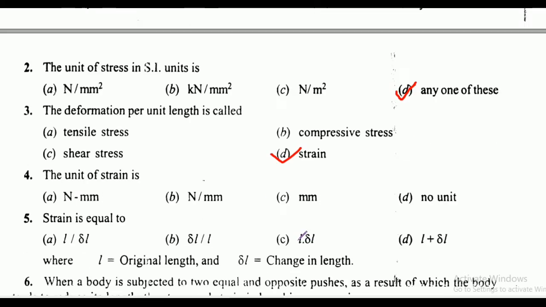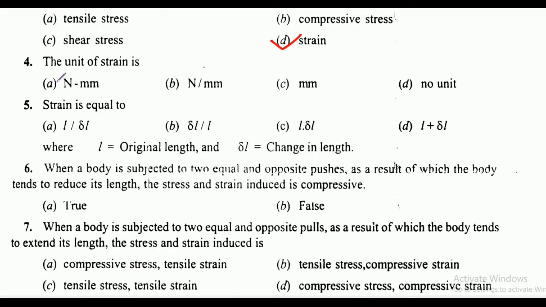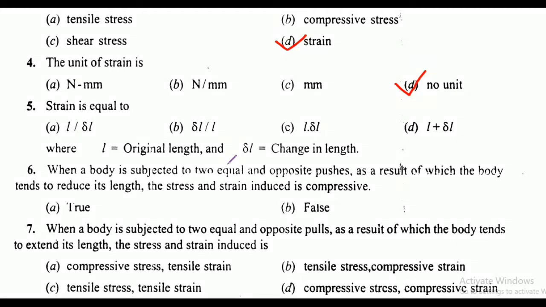Next is question 4. Here the unit of strain is, here options are Newton mm, Newton per mm or no unit. So here friends, correct answer is option D, that is no unit. Friends, question 5 is strain is equal to, here friends, these are the options and where L is equal to original length and delta L is change in length. So here friends, correct answer is option B, that is strain is equal to delta L upon L.